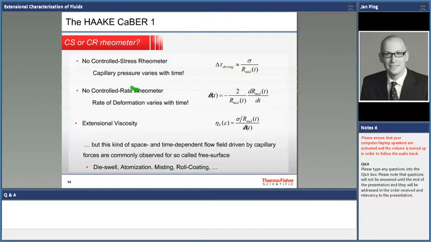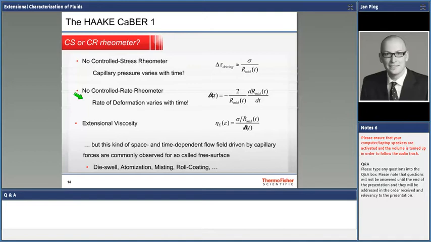Okay. A lot of people ask us, well, what kind of instrument is the CaBER then? Is it a controlled stress rheometer? Is it a controlled rate rheometer? I think we have some problems here with the font. I apologize for that. Well, all I can say towards that is that, of course, it's not a controlled stress rheometer because the capillary pressure varies with time, because it is directly dependent on the diameter itself, as well as the rate of deformation. Okay, also that varies with time because it's also dependent on the diameter.